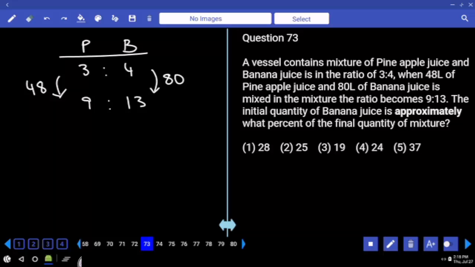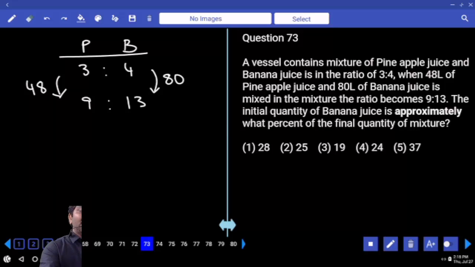Now let's see how many parts increased. 6 parts. If 6 parts is equal to 48, 1 part is okay. How many parts difference? 9 parts. 9 parts cannot be equal to 80, right? So we need to change the ratio.